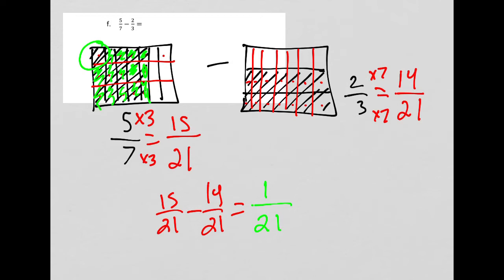Numerically, I can do 15 minus 14 is 1, and 21 remains the same. So my final answer becomes 1/21. I can't do any simplifying because 1 is my numerator and 1 is already as small as it can get.